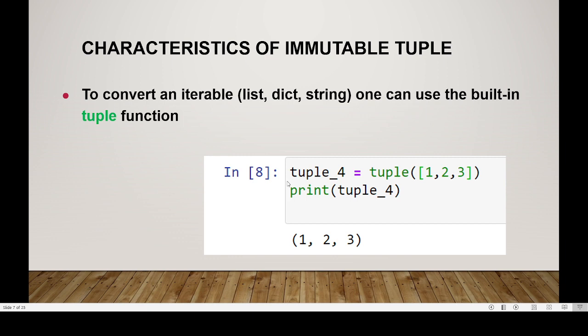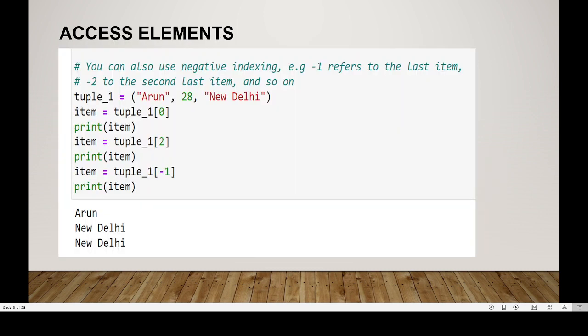Tuple can be created using the tuple function. Use of this tuple function is to convert a list or dictionary to tuple. Here I have converted a list 1, 2, 3 to tuple using the tuple function. Since tuple is an ordered list, it can be accessed with its indices. So in this example, tuple 1, Arun, 28, New Delhi, the first element can be accessed with 0 and the third element can be accessed with 2, or the last element can be accessed with -1.